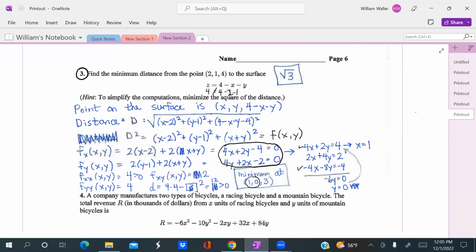And so now, what is the minimum distance? Well, you know the distance squared at this critical point is 3, because we calculated that a moment ago, right? And so that means that the minimum distance is the square root of 3. There it is. So the shortest distance from our given point to this plane turns out to be the square root of 3.